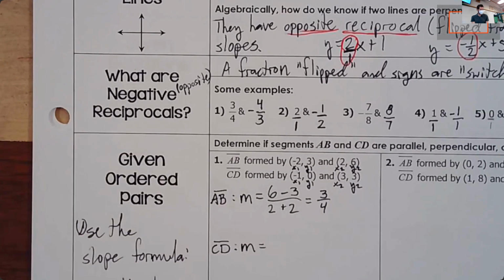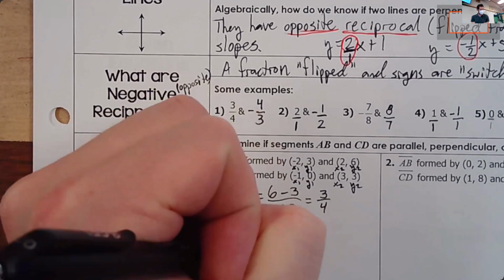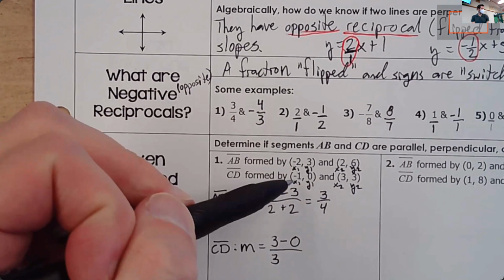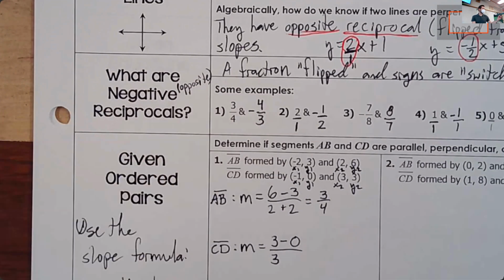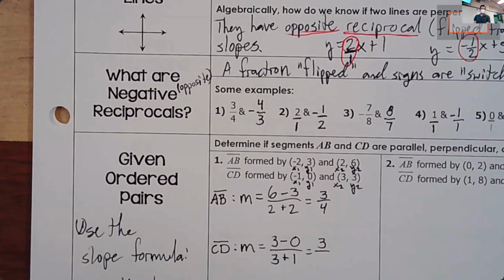So we're going to say y2, 3, minus y1, 0, over x2, 3, minus x1, -1. 3 minus -1, which would be 3 plus 1. On the numerator, 3 minus 0 equals 3. On the denominator, 3 plus 1 equals 4. So the slope of the first line is 3/4. The slope of the second line is 3/4.